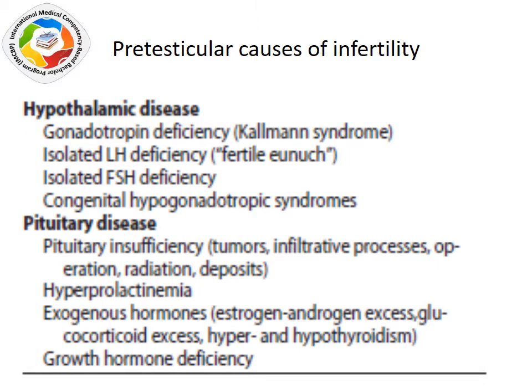As regards the main classification, the pre-testicular causes of infertility, this means the stage before going to the testes. It depends on different hormones that prepare for the biosynthesis of sperms, like in hypothalamic diseases, such as gonadotropin deficiency, which is called Kallmann syndrome, isolated LH deficiency, isolated FSH deficiency, and congenital hypogonadotropic syndromes. Also, there are pituitary causes. It is pituitary hormone insufficiency which occurs due to tumors or secondary radiation or different operations within the pituitary gland. The second main cause is hyperprolactinemia. Also, certain exogenous hormones like estrogens and corticosteroids can disturb sperm biosynthesis.